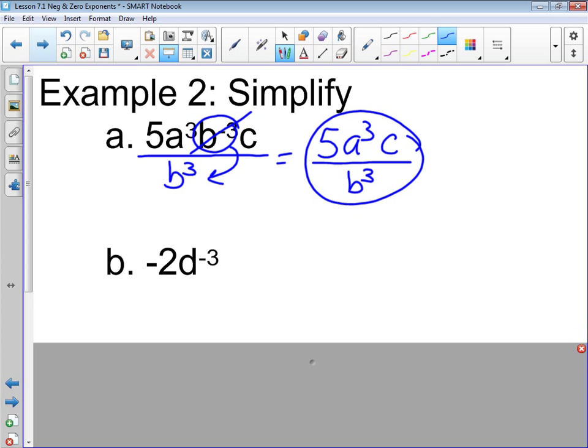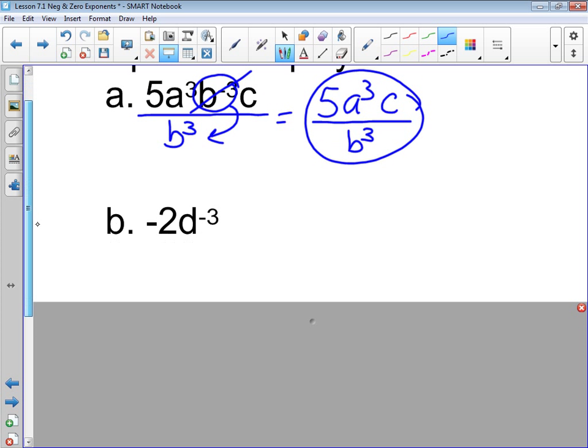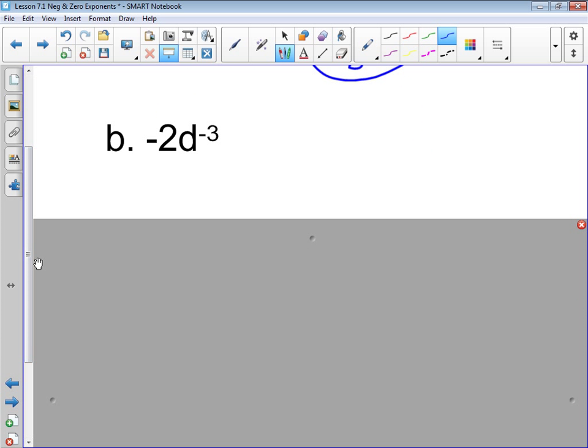Okay, let's do another one. The reason I included this example is to show you that some people will get the negative on the coefficient mixed up with the negative on the variable. The exponent is the only thing that when it's negative allows you to move it. Let me say that differently. If a letter or a number has a negative exponent, that's when you move things from the top to the bottom. Not if it has a negative next to the coefficient or the number.